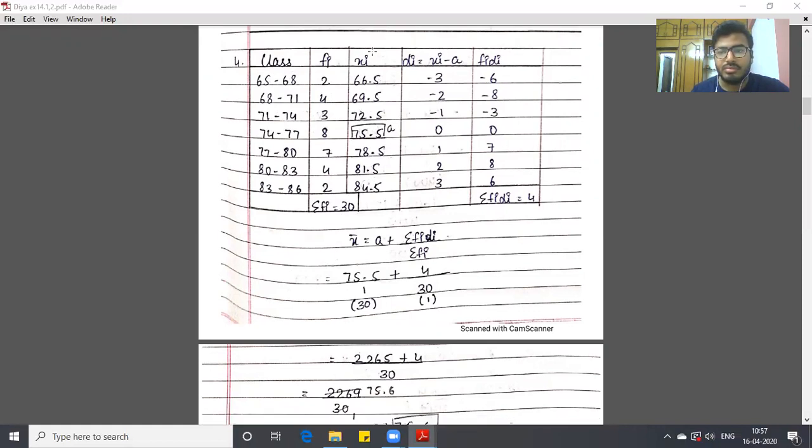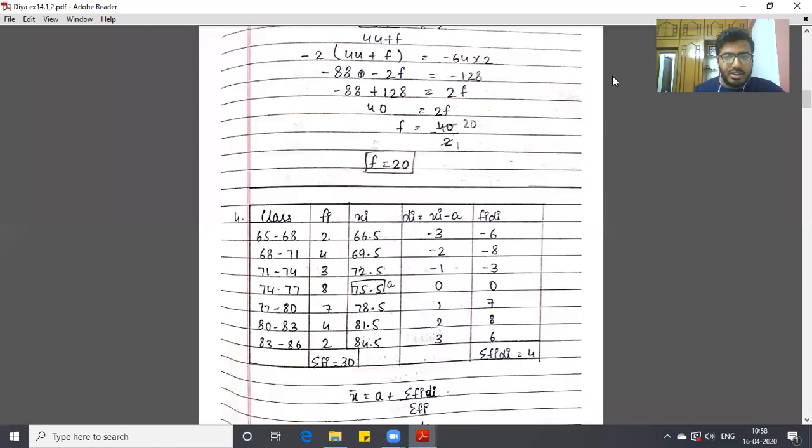And then we are finding ui, not di, it is ui. So ui is equal to 0 next to the assumed mean a, then -1, -2, -3, 1, 2 and 3. So you're calculating the fi ui. Now I suppose that you can do the rest of the thing. X bar is equal to a plus sigma fi ui upon sigma fi, into h. So I hope you can do that sum yourself.